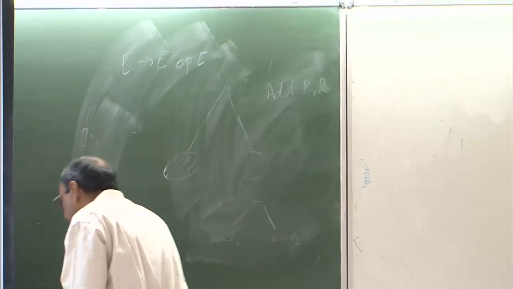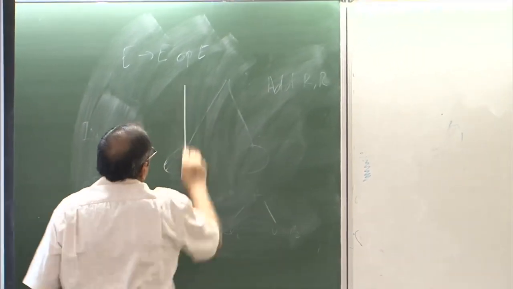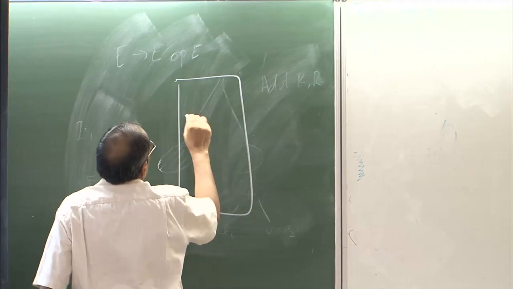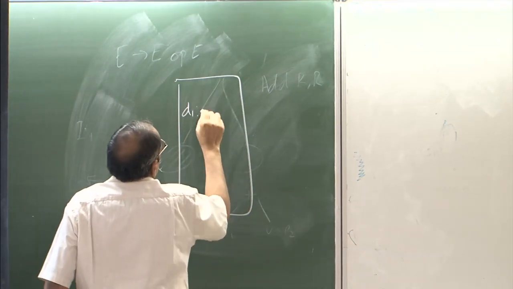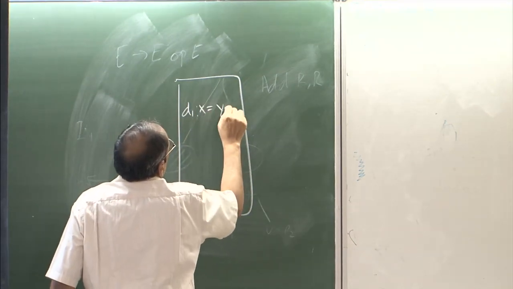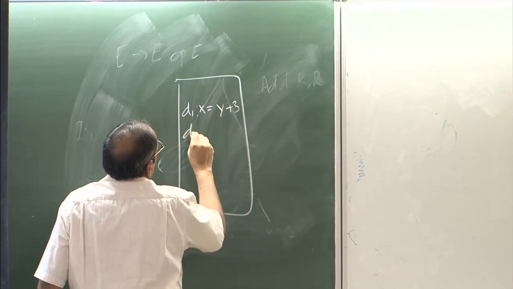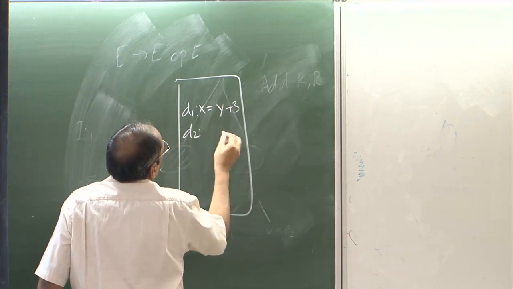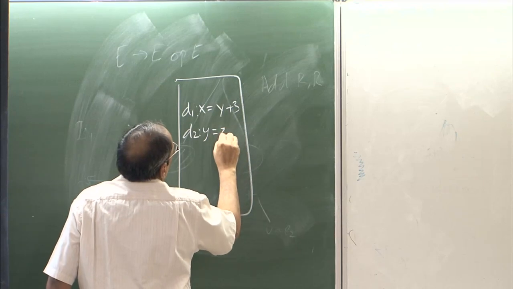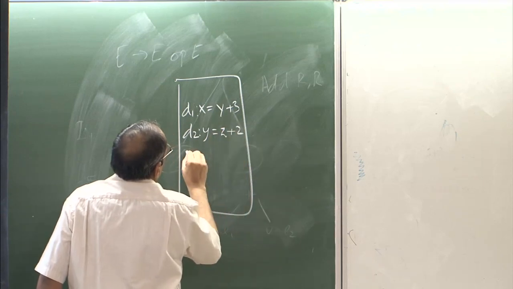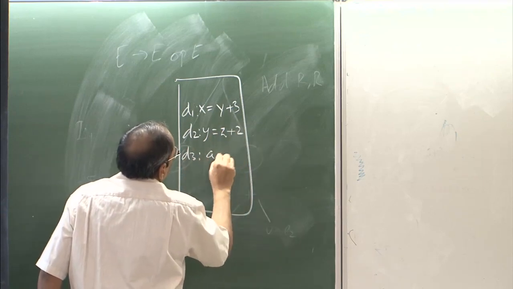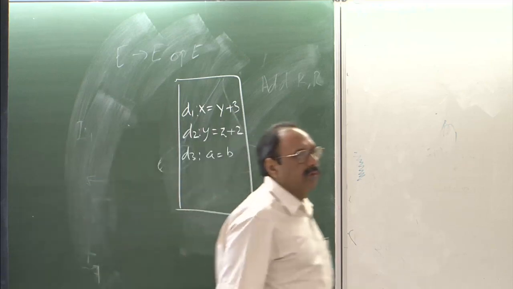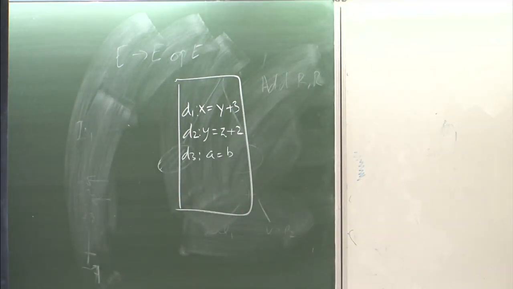So suppose I have a basic block like this, in which I have three instructions. D1 is an instruction which says x is assigned y plus 3. D2 says that y is assigned z plus 2, and then I have D3 in which I say a is assigned d. Suppose I have these three instructions in a basic block.